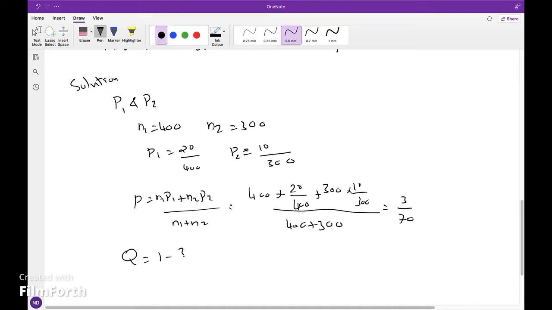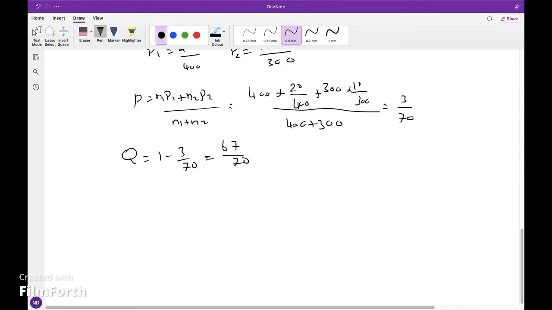So Q is equal to 1 minus 3 by 70, that is 67 by 70. So H naught: P1 equal to P2. The alternative hypothesis: P1 is not equal to P2. But here P1 and P2 have some small difference, so we can use a one-tailed test, P1 greater than P2.